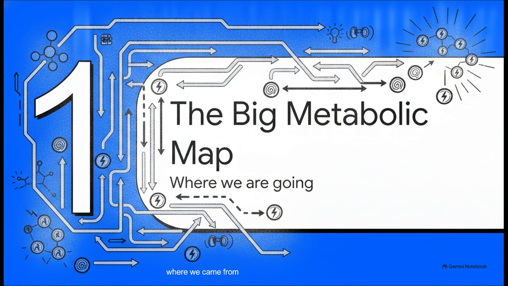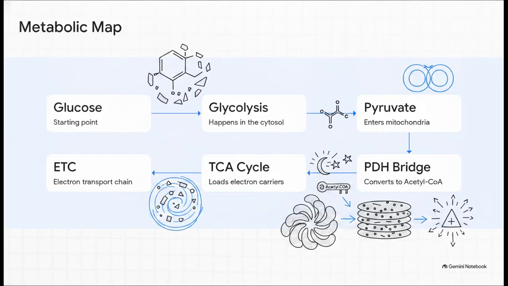Before we look at a single chemical reaction, we absolutely must establish where we are, where we came from, and where we're headed. Think of this as our big picture roadmap. So we started with glucose, right? Glycolysis happened out in the cytosol of the cell, which left us with pyruvate. Now that pyruvate enters a completely new territory, the mitochondria. From there, it's going to get converted into acetyl-CoA by an enzyme complex called PDH.